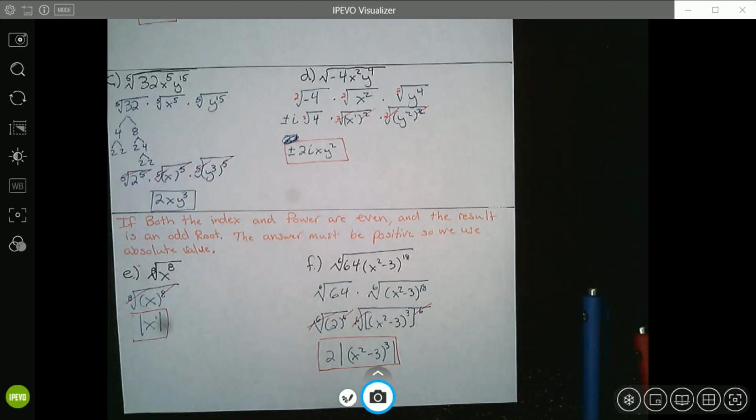The whole numbers can be outside of it, even though our index is, or our power 4 is technically 1.